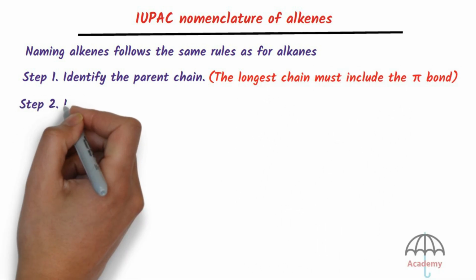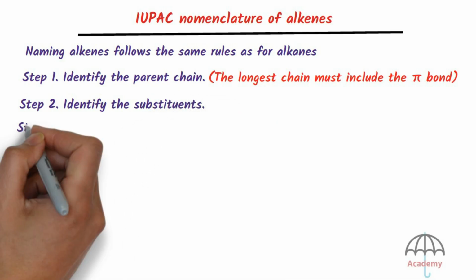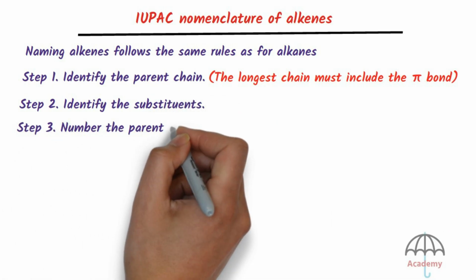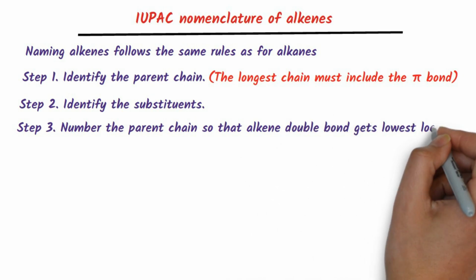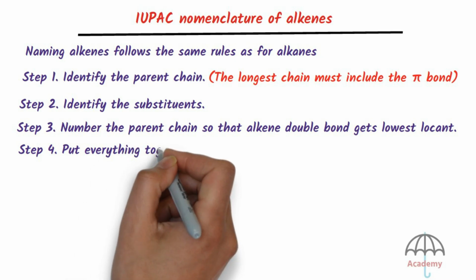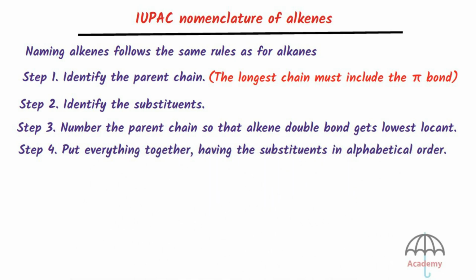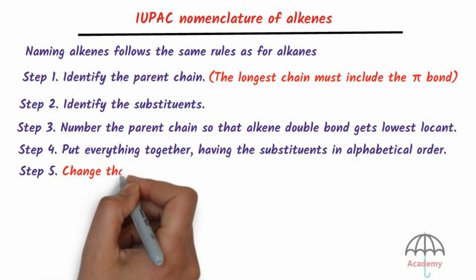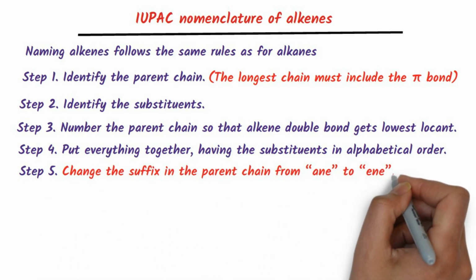Step 2 is that we identify the substituents present. Step 3 is that we number the parent chain so that the double bond gets the lowest locant number. Step 4 is that we put everything together, having substituents in alphabetical order. Step 5 is that we change the suffix in the parent chain from -ane to -ene.